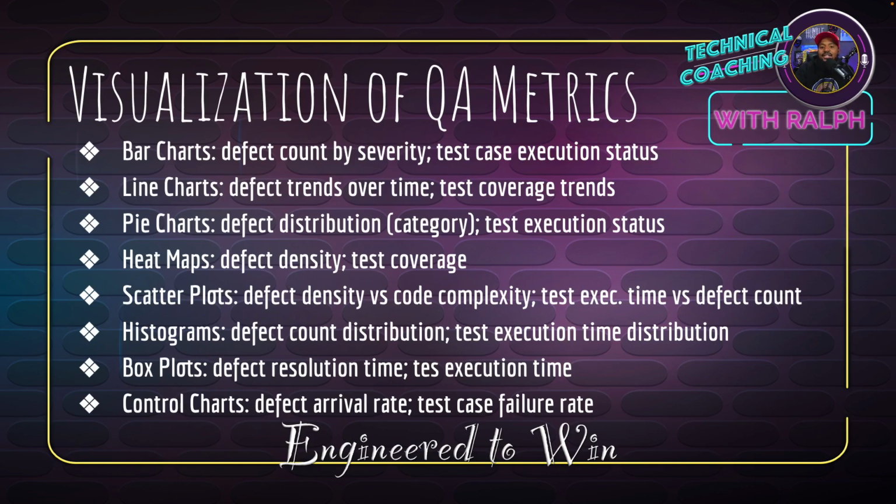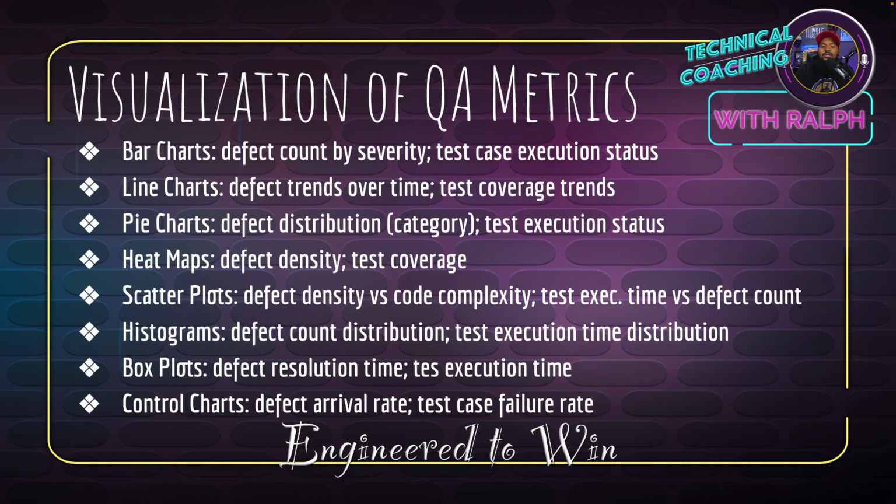Heat maps, defect density, test coverage, so where the defects are heavy and what type of test coverage do we have. Scatter plots, defect density versus code complexity. So do we have a lot of defects in the most complex part of the code? Test execution time versus defect count. So how long do the tests take to execute and how many defects do we get?